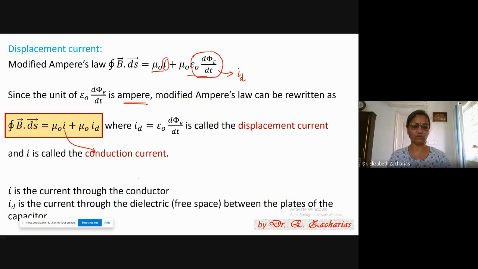So I is the current through the conductor, which is the conduction current, and I D is the current through the dielectric. Where did dielectric suddenly come? Free space is also a dielectric only. It's an insulator. So the current through the dielectric is called the displacement current. The dielectric in this case is the free space. Now, instead of free space, you could also have a dielectric material. But we already started this entire chapter by talking of mu naught and epsilon naught. Therefore, the dielectric is free space.